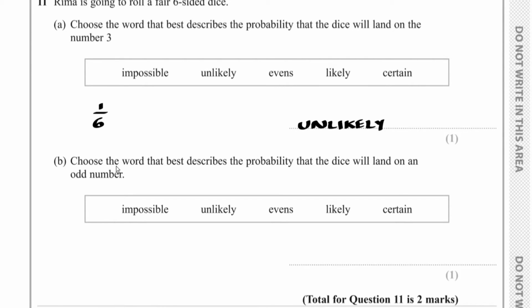Part B. Choose the word that best describes the probability that the dice will land on an odd number. Well, out of 6 possible outcomes, there are 3 odd numbers, so we have 3/6. This is equal to 1/2, which corresponds to a probability word of evens.